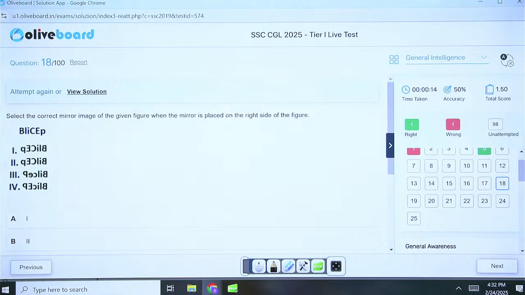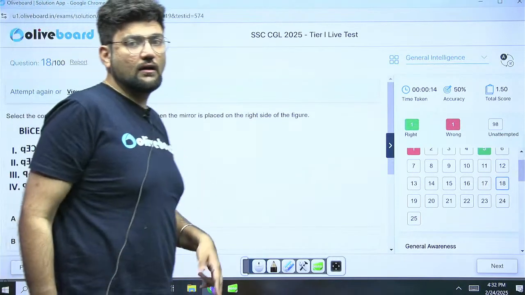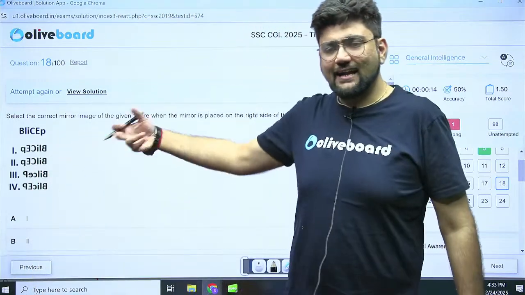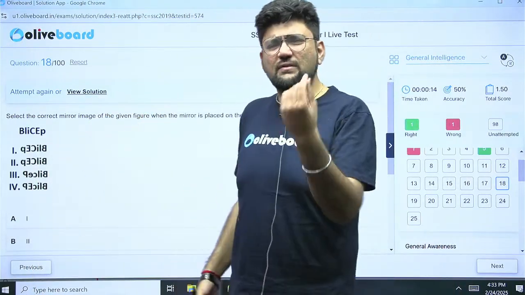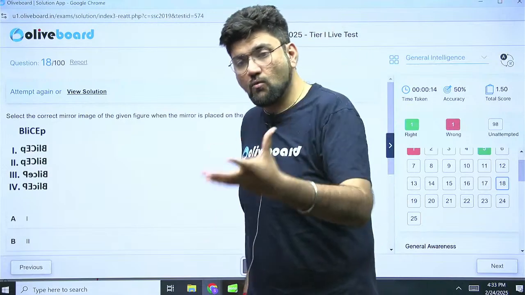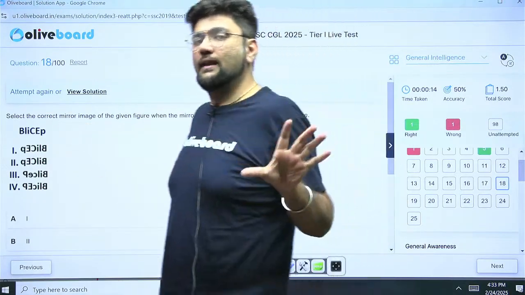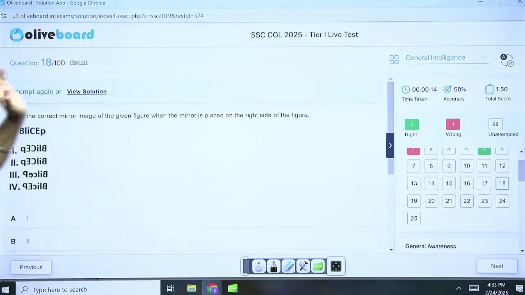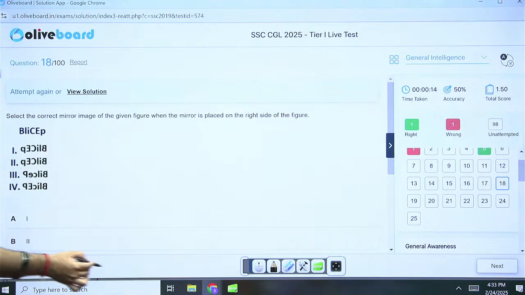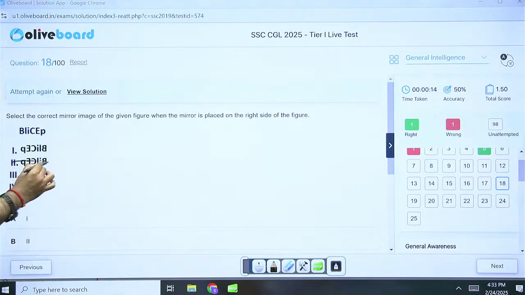A lot of times, whenever they give you a word, rather than checking each letter and maybe taking even 10 seconds, you can save time by looking at the spelling. Because a lot of times the examiner plays only on the spelling. Look at the spelling. B-L-I-C-E-P. B-I-L-C-E-P. Not correct. So these two are incorrect.